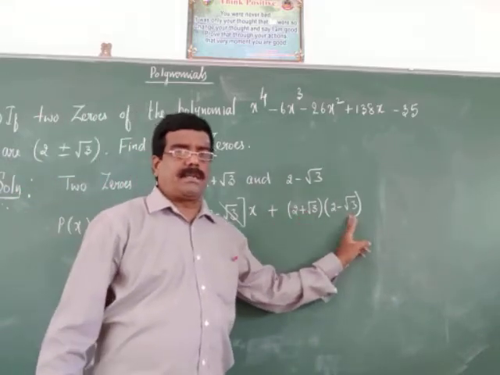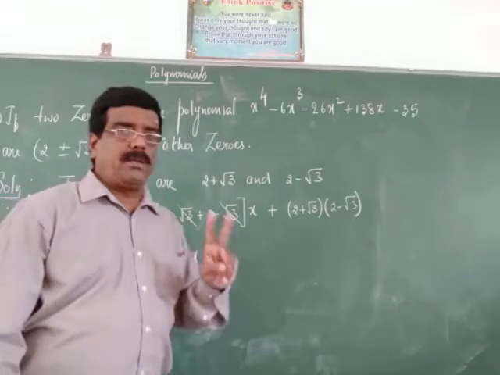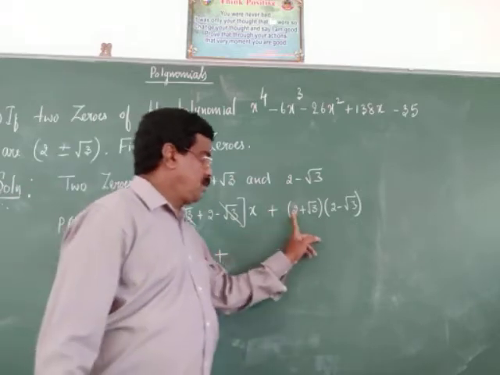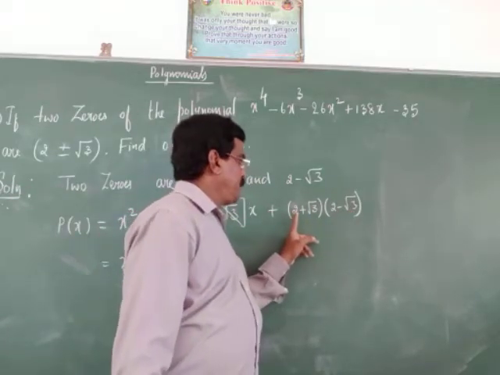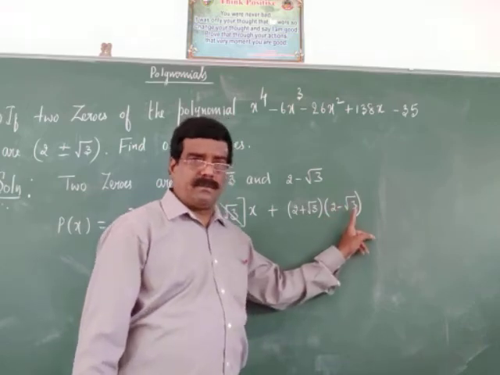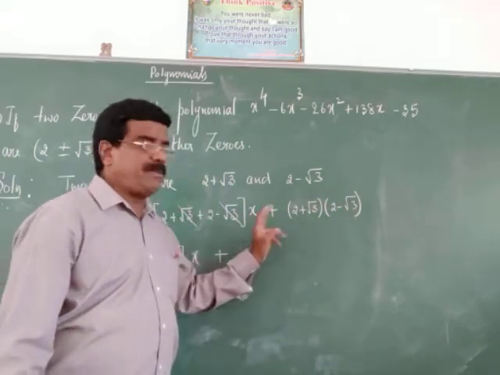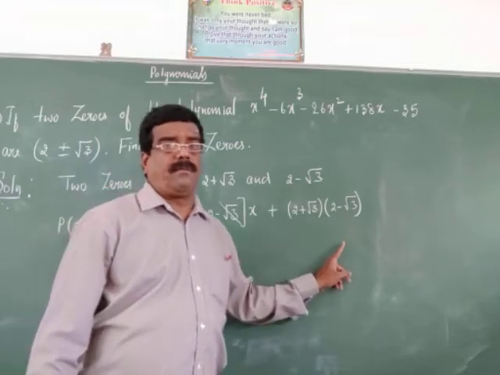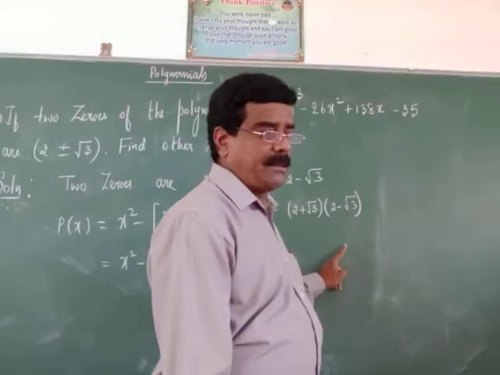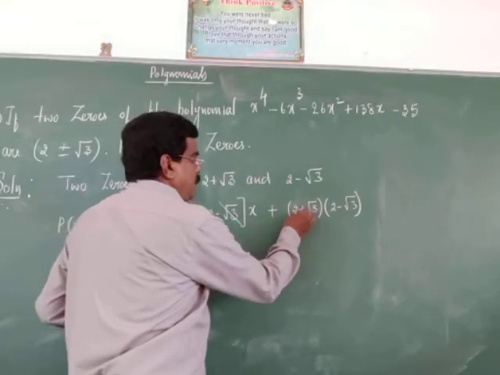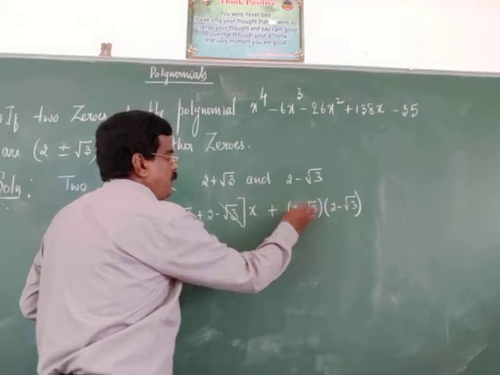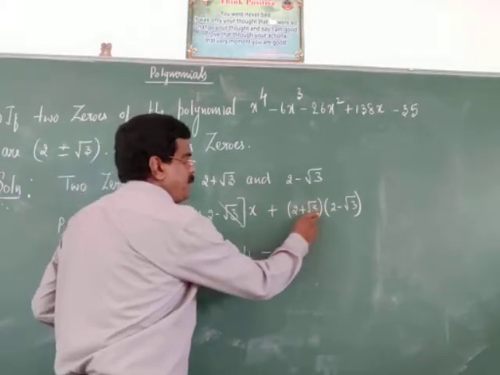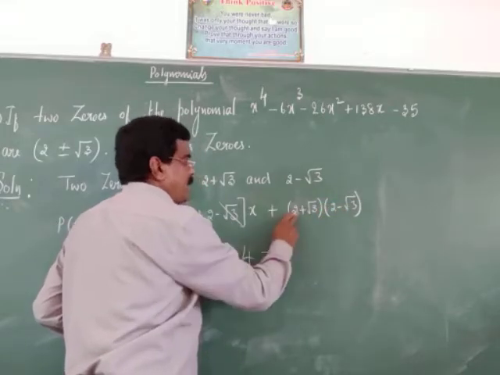Again you see here children, two binomials, the same binomials with different sign. That is 2 plus root 3 and 2 minus root 3. This is of the form a plus b into a minus b. So a plus b into a minus b is a square minus b square. If you know, well and good. If you don't know, learn that and apply it. That is 2 plus root 3 into 2 minus root 3 means 2 into 2, 2 square is 4 minus, see, a plus b, a minus b, a square means 2 square.